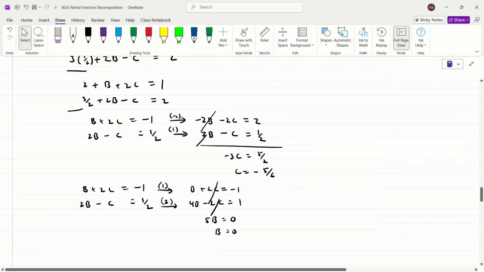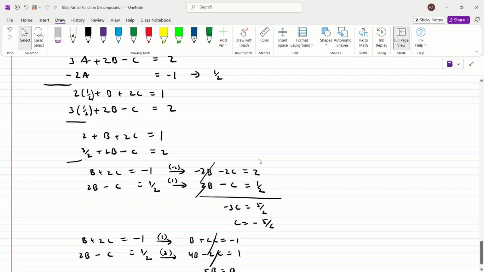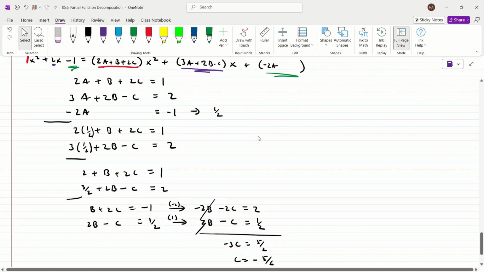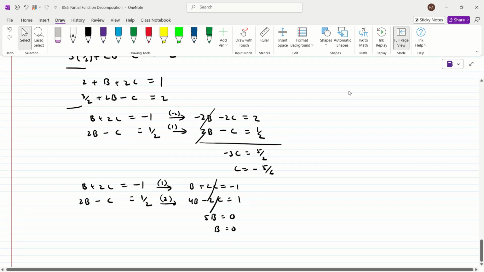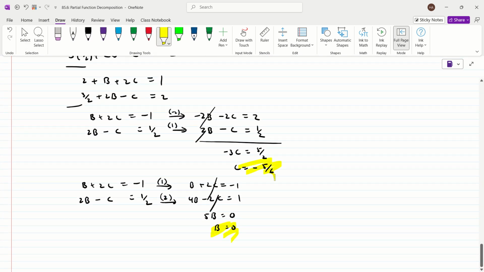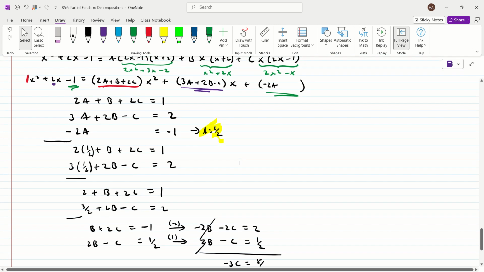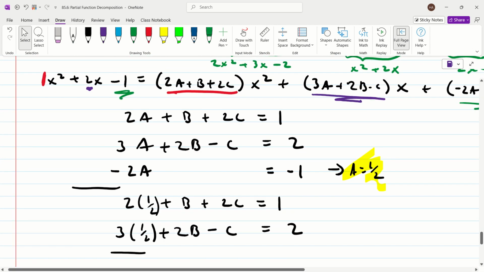So that's one way that you can solve for a, b, and c. So again, here's my a, here's my b, and there's my c. But there is another way you can solve this more efficiently. So we have this system of equations.